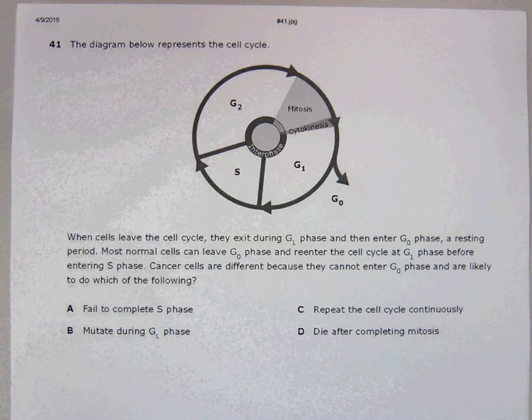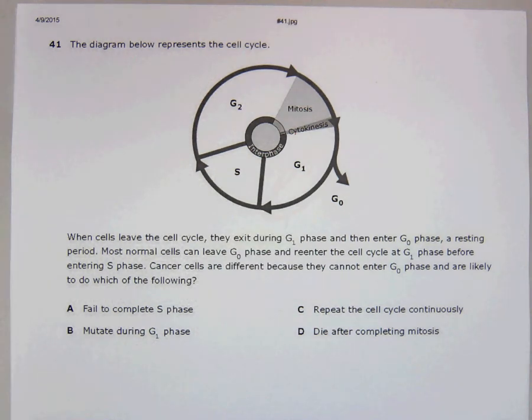What is the G0 phase? It says it right after that, so all you gotta do is repeat it. It's the resting phase. Awesome. The resting period, right? So it's not dividing. Most normal cells can leave the G0 phase and come back into the cell cycle at G1 before entering the S phase. Cancer cells are different because they cannot enter the G0 phase and are likely to do which of the following.